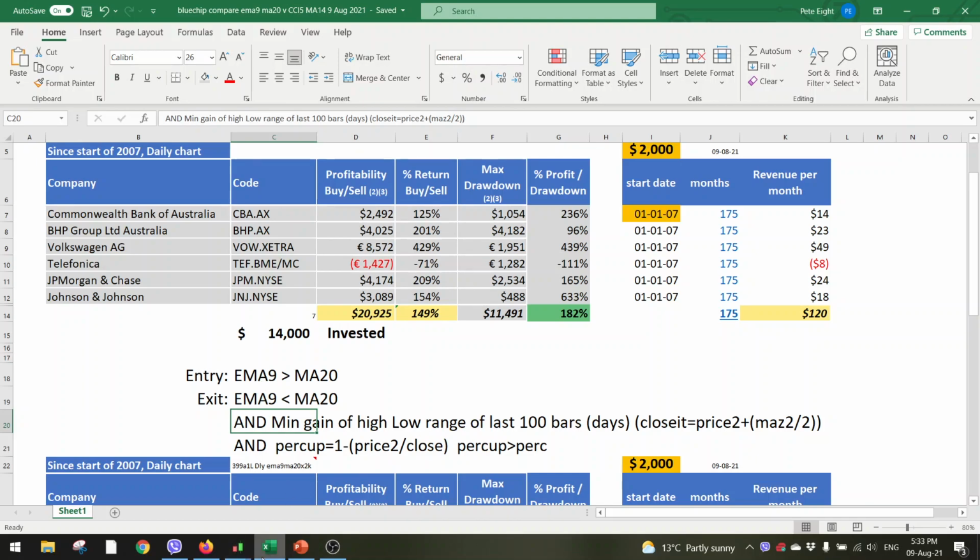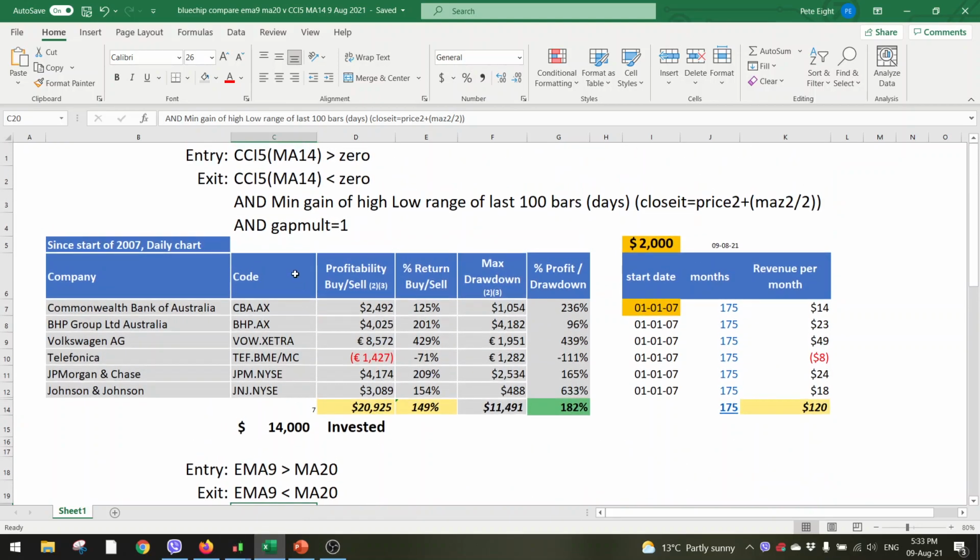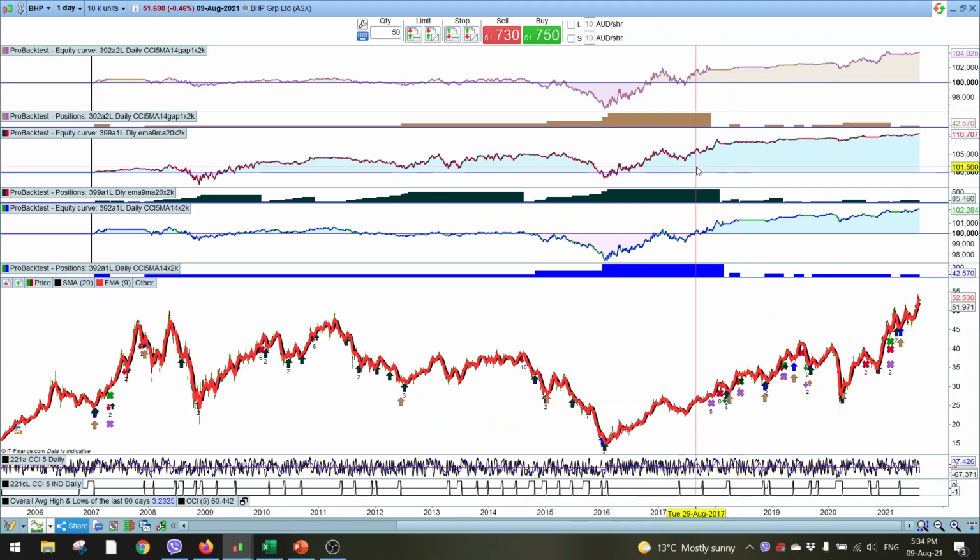So it's broken above the EMA 9, the middle chart, and the top chart is CCI 5 with the moving average 15. It has to break above 0, and it's also got to break 1 times the last 100 days of highs and lows. So you can see that's only entered 3 times, but because we allowed it to enter at 1 times the last 100 days, it's entered an extra average down there. Hence the higher profitability, but also the higher drawdown requirement.